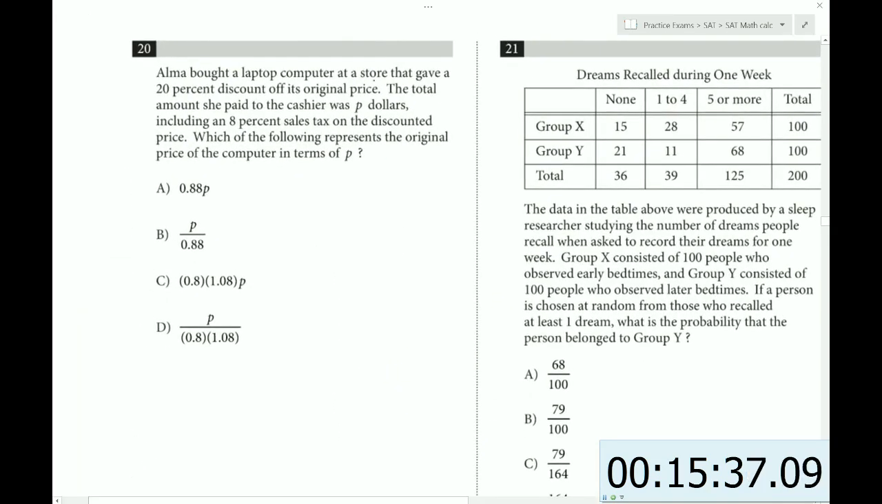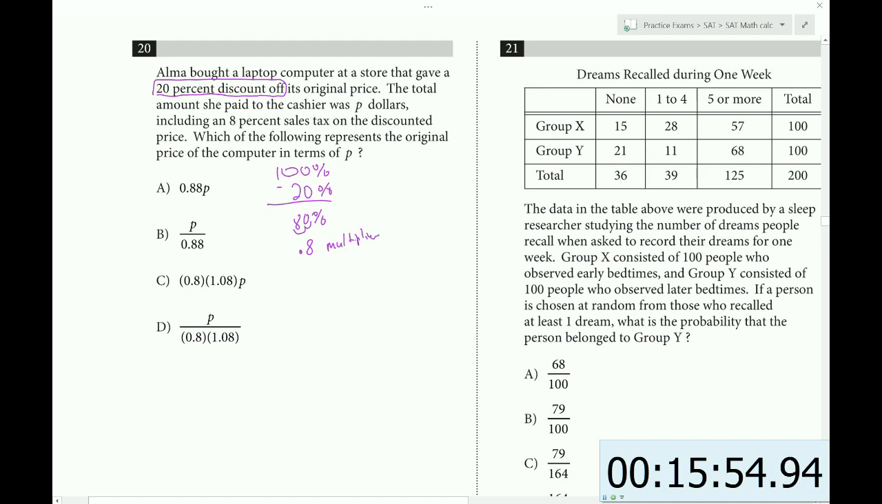Alma bought a laptop computer at a store that gave a 20% discount. So whenever we see 20% off, we should think multipliers. So to get 20% off, we start with 100% and we subtract 20%, that gives 80%. We move the decimal twice to the left, and that gives 0.8 as our multiplier.